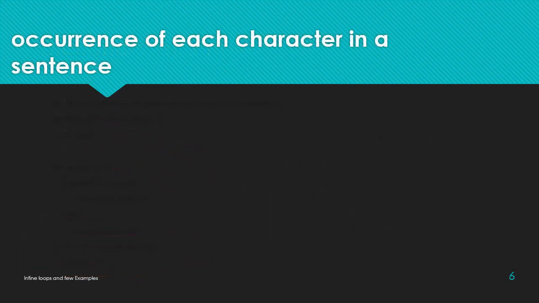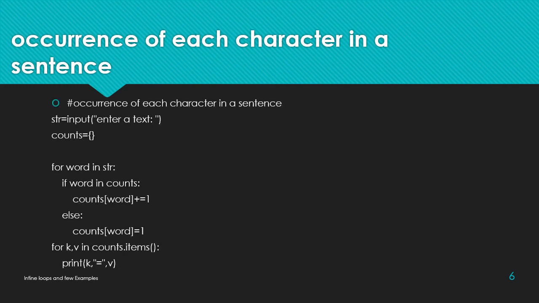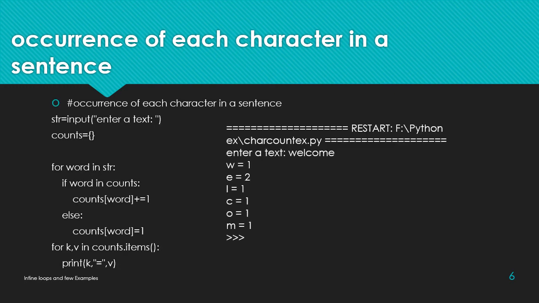The next program is to display the occurrence of each character in a sentence. Here again the user is asked to enter a sentence or text. I have entered the text welcome and asked to display the occurrence of each character. W occurred how many times? E occurred how many times? E occurred 2 times. All other characters in the example have occurred just 1 time.